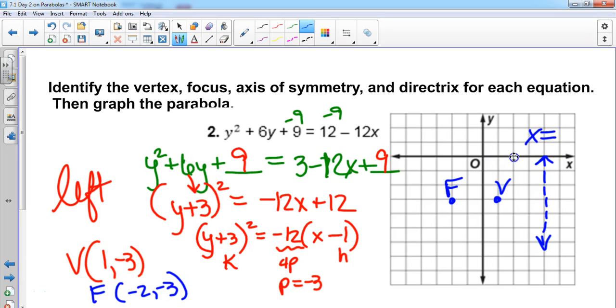X equals, right? 1, 2, 3, 4. And you can find all these by using the chart, right? If you want. Okay. The axis of symmetry would go right through the middle and through those 2 points, and they have in common y equals negative 3.